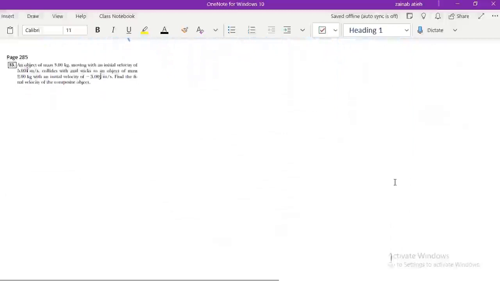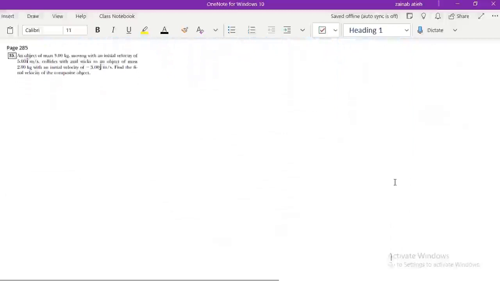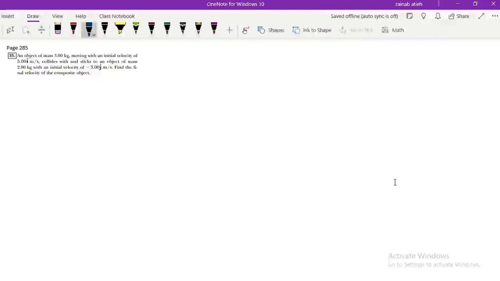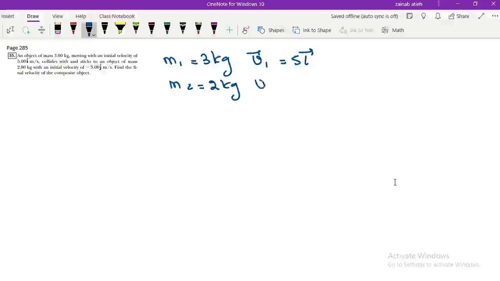Now problem 35, page 285. An object of mass 3 kg moving with an initial velocity of 5i meters per second collides with and sticks to an object of mass 2 kg with an initial velocity of minus 3j meters per second. So we have two objects. The first one has a mass, I will call it m1, 3 kg, and it has an initial velocity v1 equals 5i. The second one has a mass m2 equal to 2 kg, and it has an initial velocity v2 equals minus 3j.